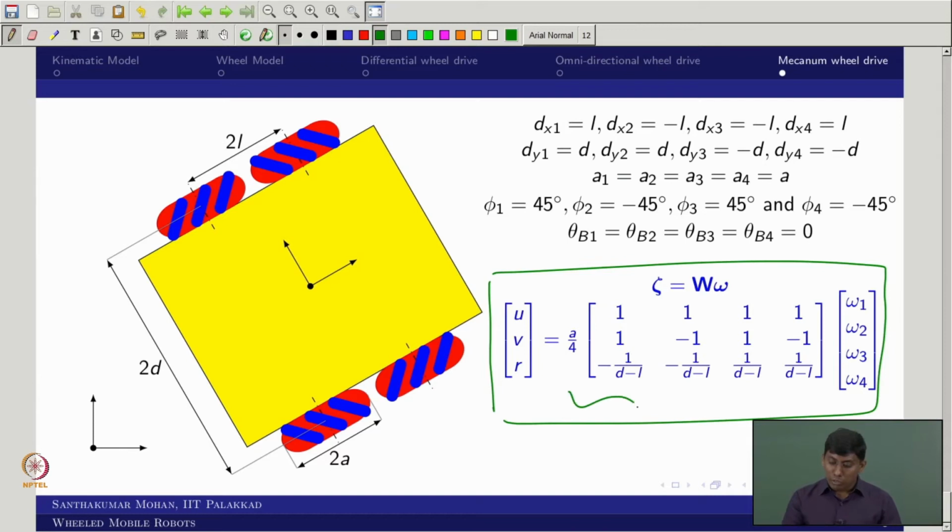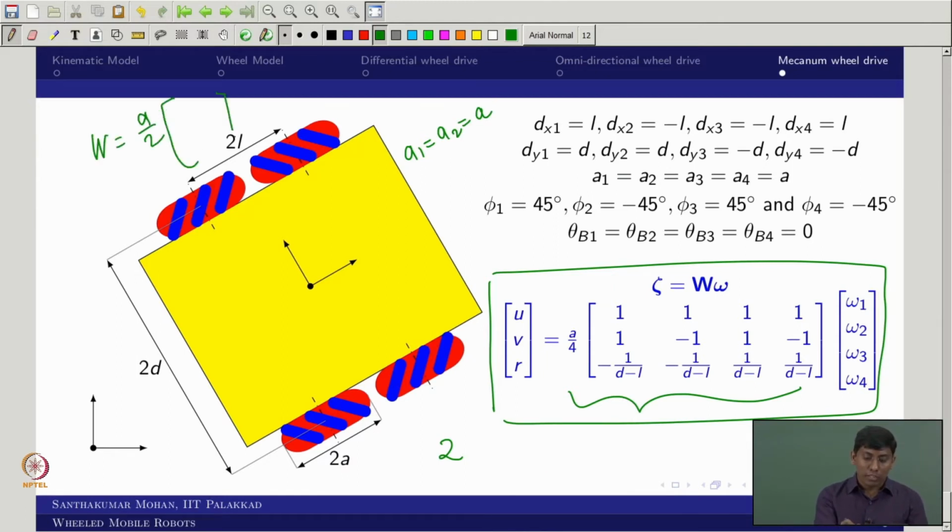Now again, you can plug this in. One can easily notice that when you have 2 wheels of identical shape, in the sense that the wheel radii a1 and a2 are a, what you get is that the W matrix has something like a by 2 as a common factor, right. So I can rewrite that. This is the common factor. Now, you assume that a1 equal to a2 equal to a3 equal to a.